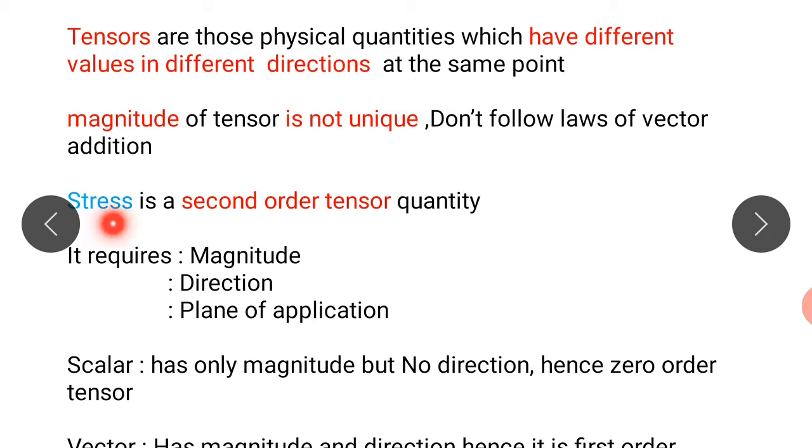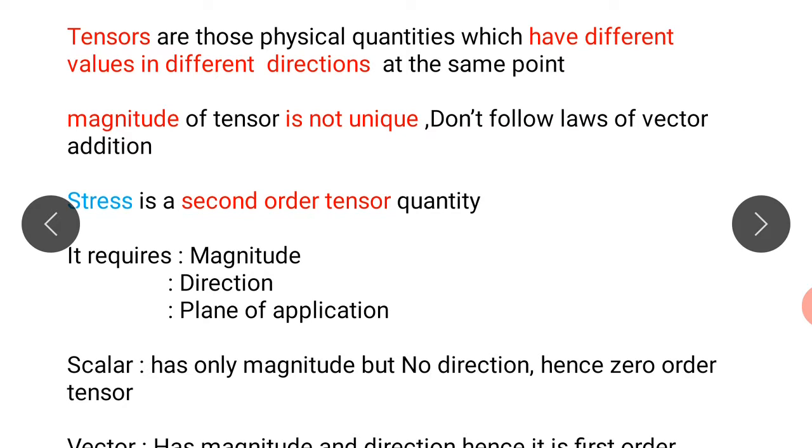Okay. So as far as stress is concerned, it requires magnitude plus two directions. That is the plane of application and the direction in which the stress is going to act. So these two directions are required. That's why stress is a second order quantity. Scalar only requires magnitude, no direction. That's why it is a zero order tensor. Vector requires magnitude and one direction. That's why vector is a first order tensor.